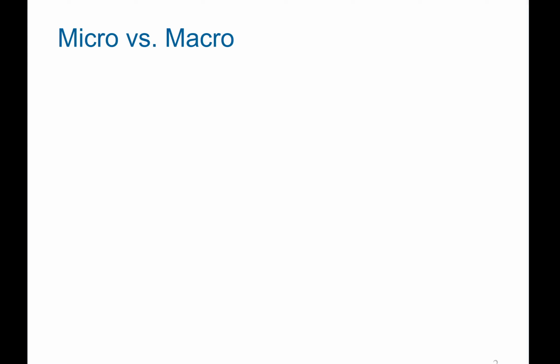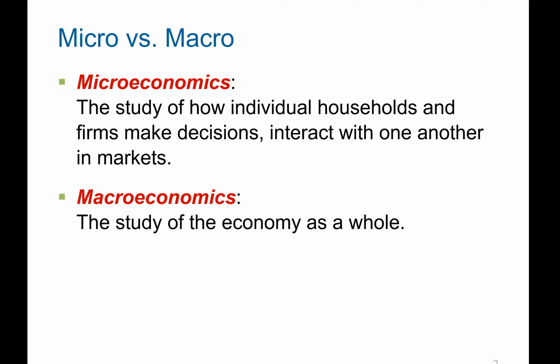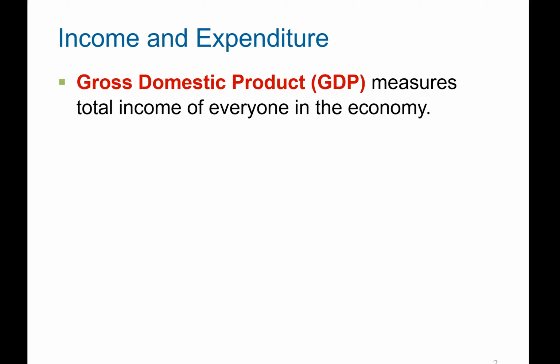So we're going to start with a look at micro versus macro. This is an important concept. Microeconomics, as most of you know because you already took the course, is the study of individual units, small units in the economy. So individual households and firms, sometimes industries, but generally small units of decision making in the economy. Macroeconomics deals with the economy as a whole, so larger institutional organizations.